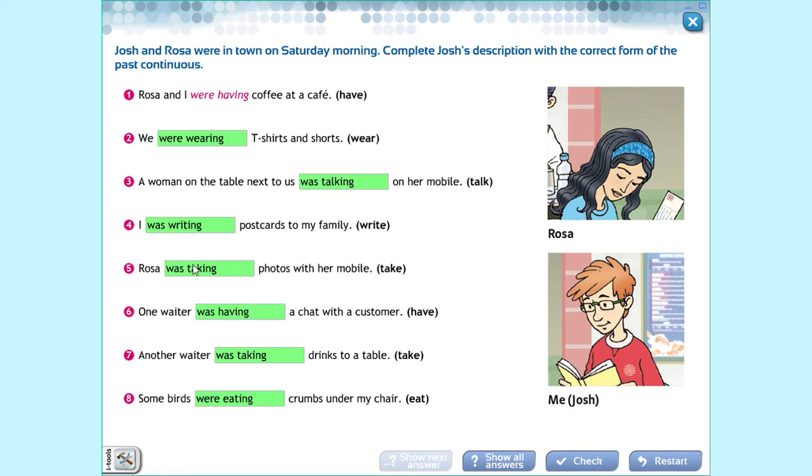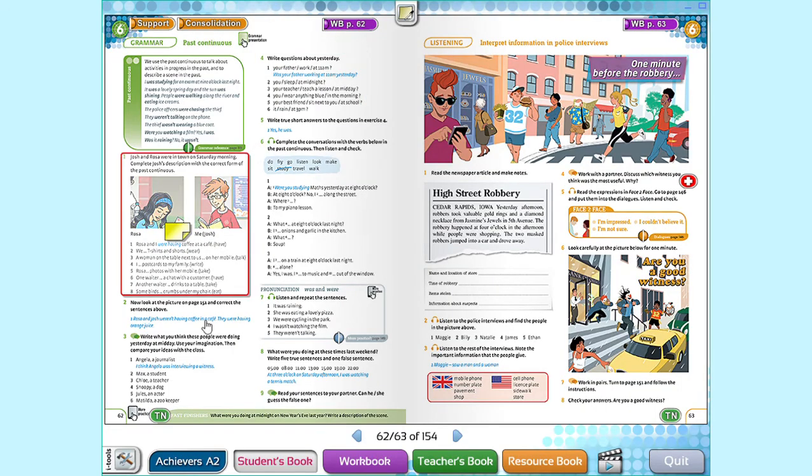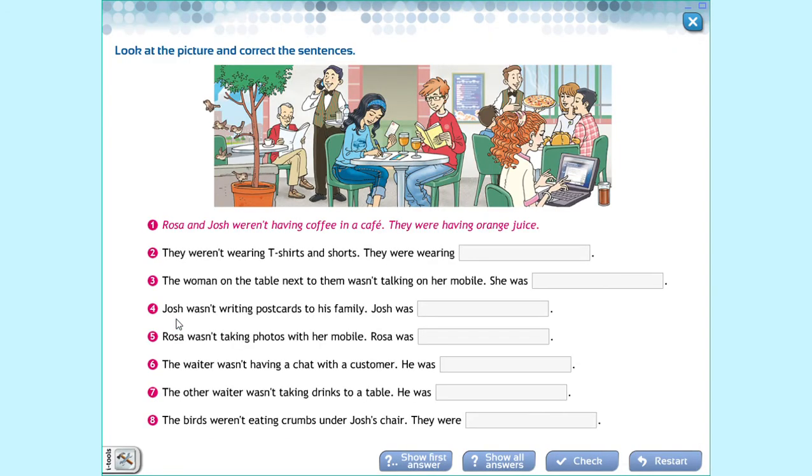All these actions, todas estas acciones son acciones del pasado que tuvieron una continuidad. Like this, some birds were eating. Algunos pájaros estaban comiendo. Another waiter was taking. Otro mesero estaba llevando bebidas a una mesa. And one waiter was having a chat with a customer. Un mesero estaba teniendo una conversación con un cliente. And like this.